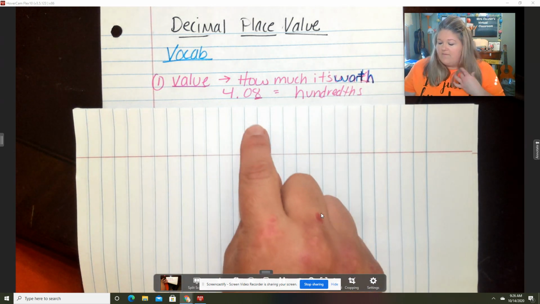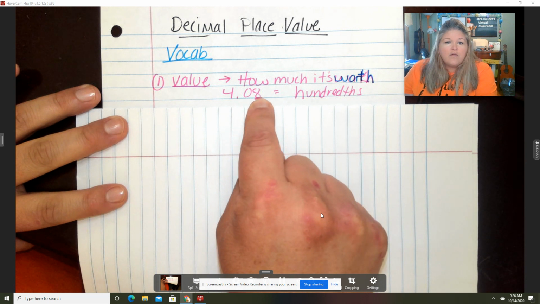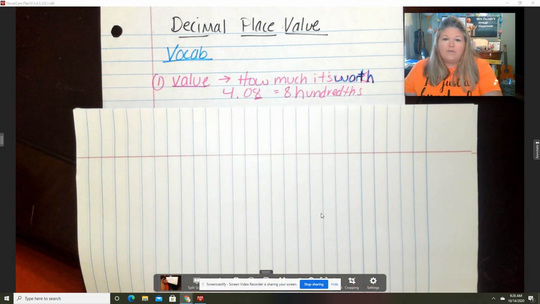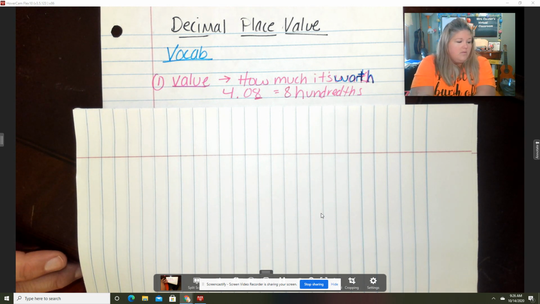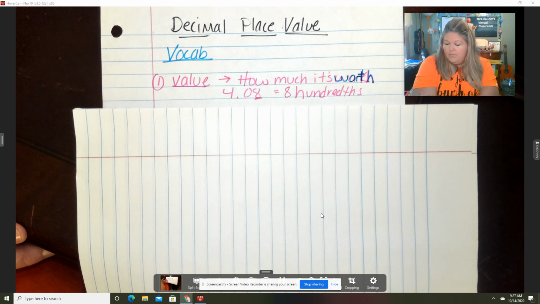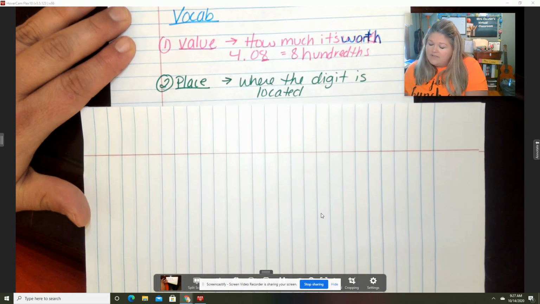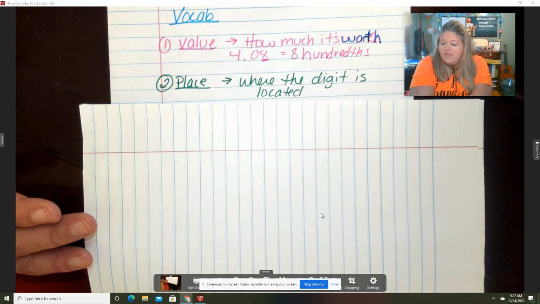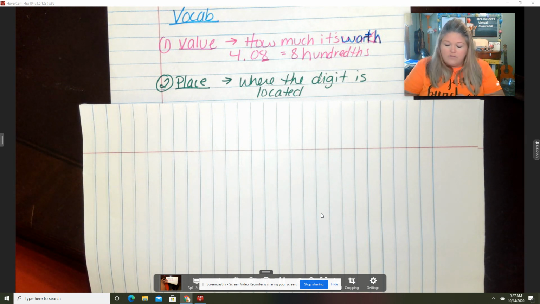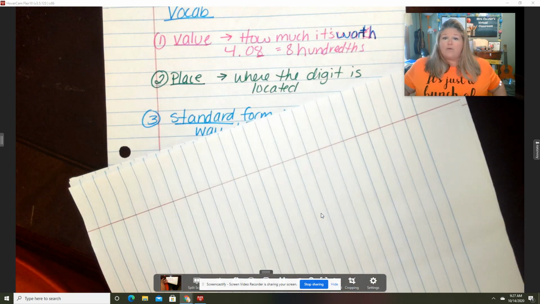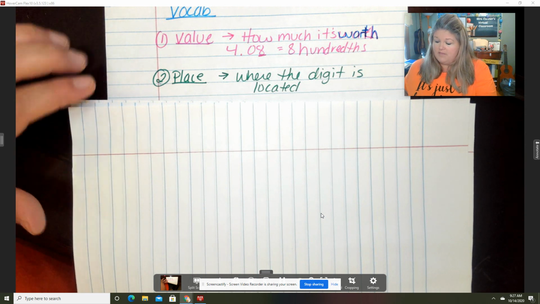So if you have 4 and 8 hundredths, we're talking about 8 hundredths. That's how much the value is, okay? All right, and then place is where it's located in the digit. So if we had that 4 and 8 hundredths right there, and we were talking about the 8, we would say that it was located in the hundredths spot.